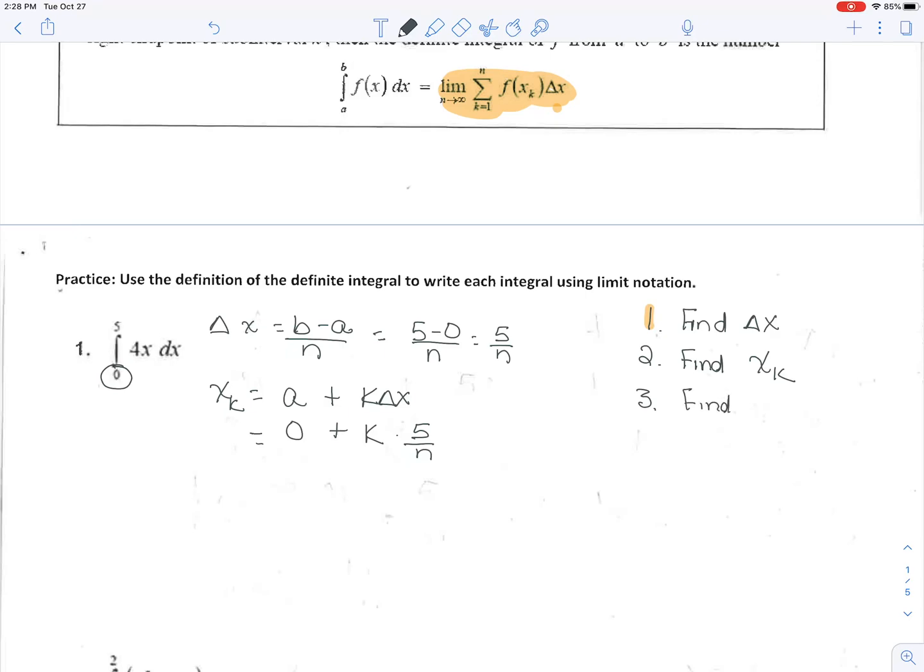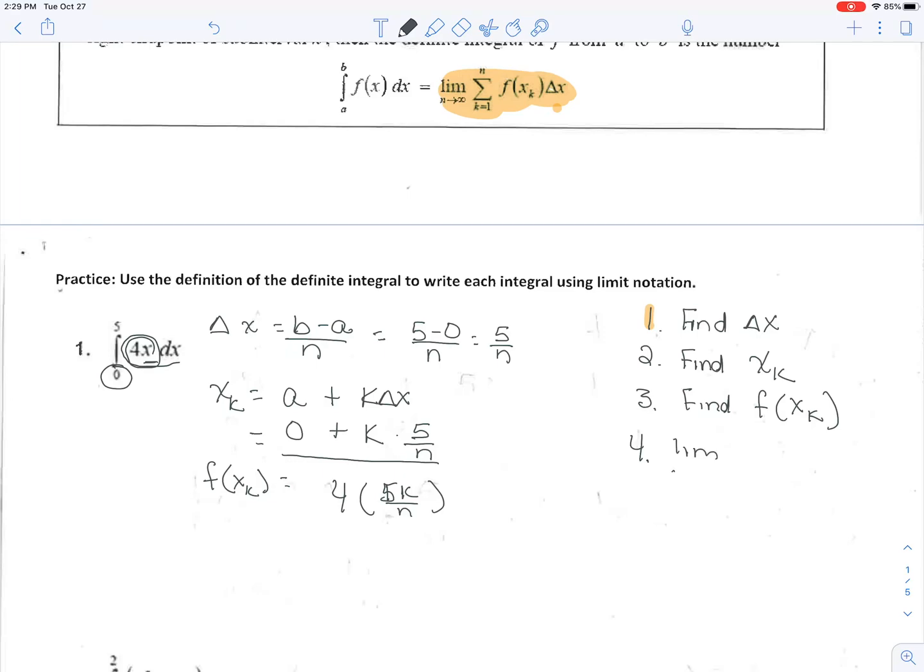Then after that, we're going to find f of x sub k. Well, f of x is 4x. So then for f of x sub k, every place we see x, we're going to change it to x sub k. So that'll be 4 times 5k over n. If we just go ahead and simplify that, 5k over n. And so now that's all the things that we need to know.